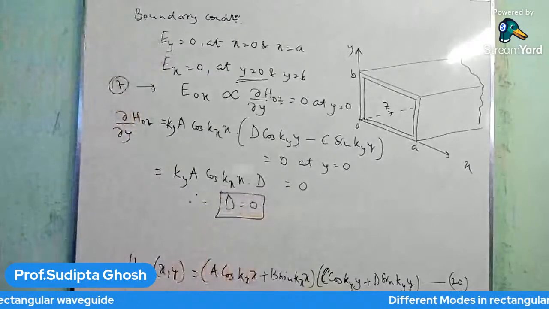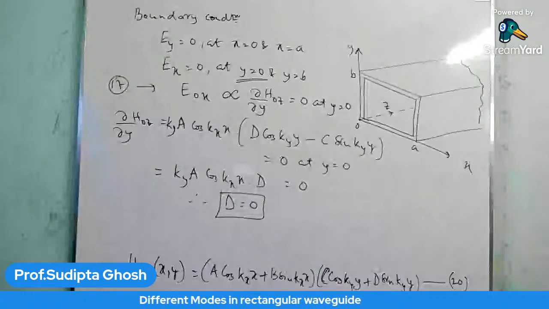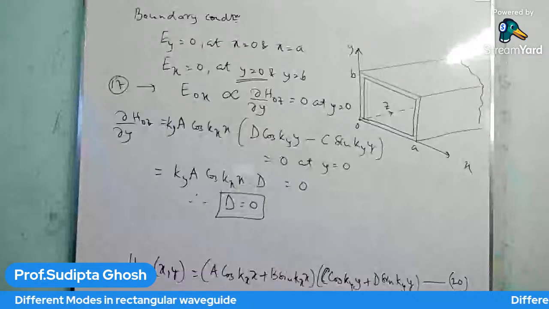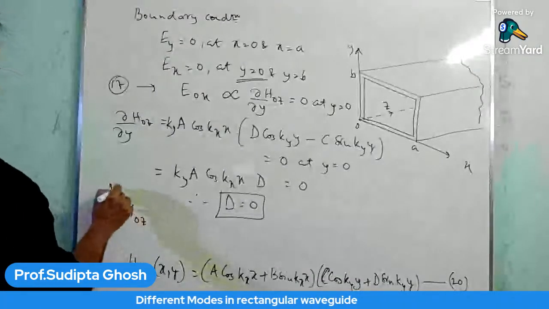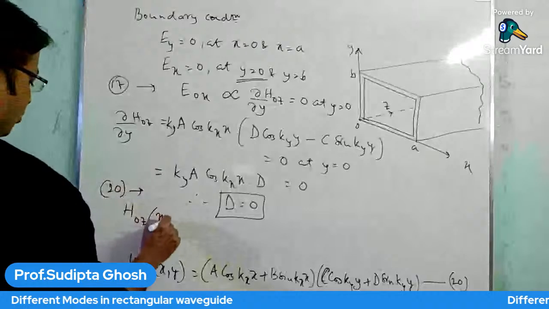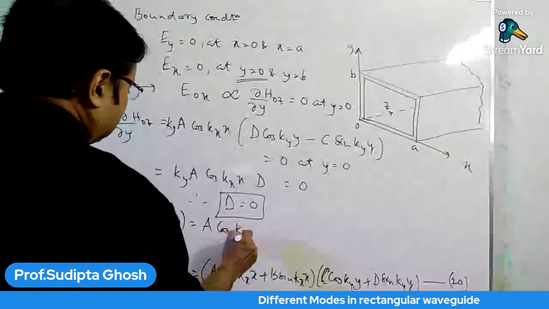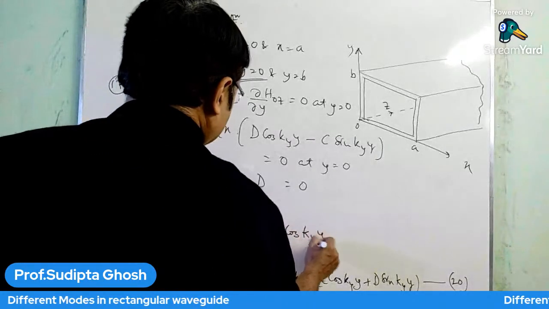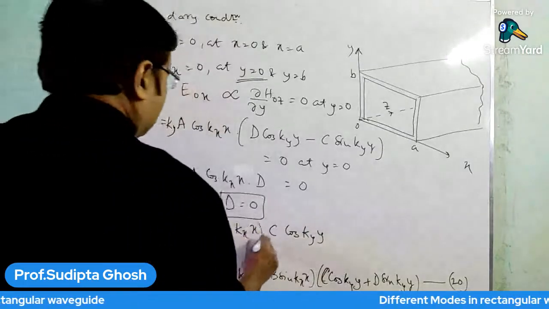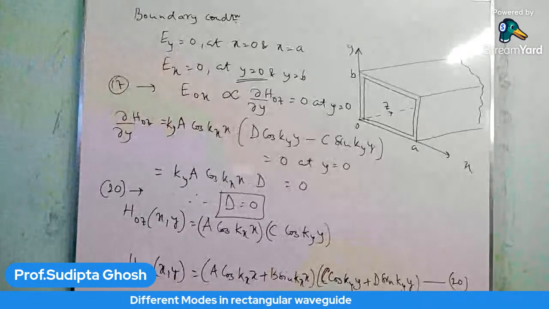Okay? So equation number 20 now again reduces. The values of b and d both vanish. So equation number 20 can be written as HOZ(x,y) equals A cos kx x into C cos ky y, because both the constants b and d already vanish.